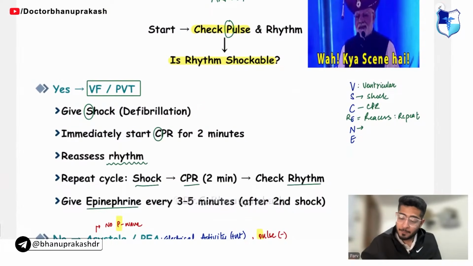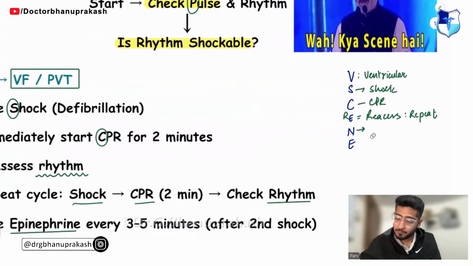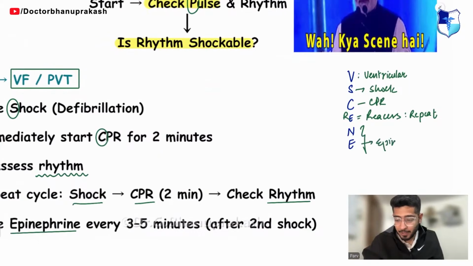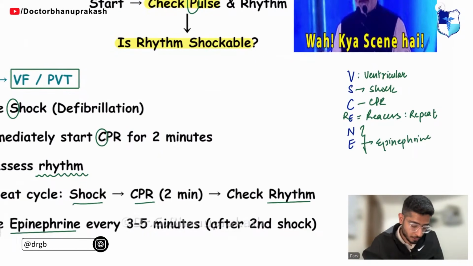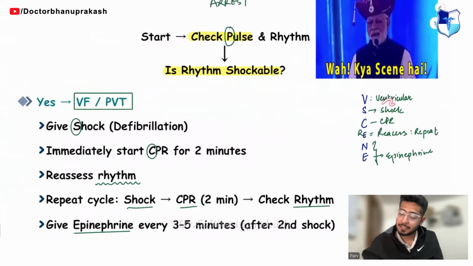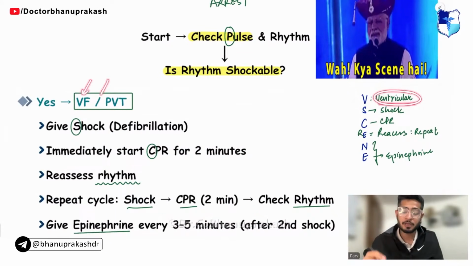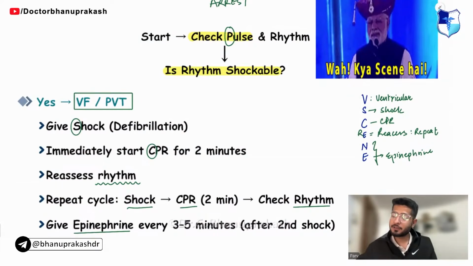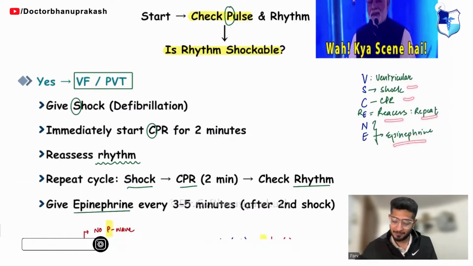Now you are supposed to give what? Epinephrine. You have to give epinephrine. So this is the mnemonic you are supposed to remember. V for ventricular, either ventricular fibrillation or ventricular tachycardia, and you easily remember: shock, then CPR, reassess, repeat, and then epinephrine.